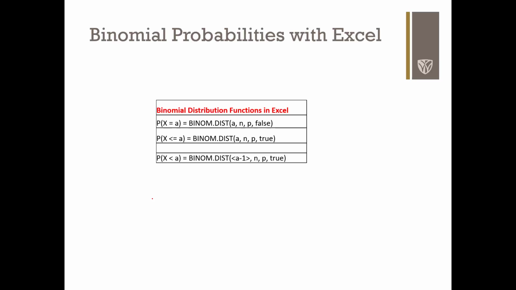If you use the argument false as the last argument in the function specification in Excel, then that's giving you an equality. If the last argument that you specify in Excel is true, then that's going to give you a less than or equal to probability, right? So if you want to know the probability that x is less than or equal to 4, in your binom.dist function, 4 would be your first argument and true would be your last argument.